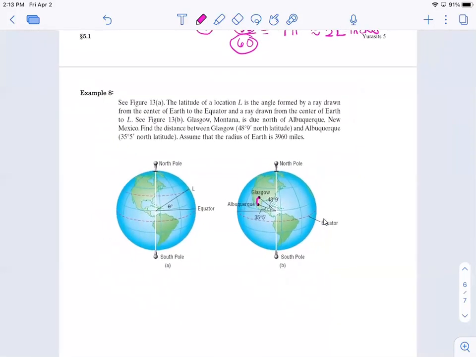Now, if we're looking for that pink piece, that is our arc length. So arc length is radius times theta. We don't know theta, but it gives us where these cities are located, and it also tells us that the radius of the Earth is 3,960 miles. So we do have the radius. We don't know our theta exactly, but we can find it. The main thing is our theta has to be in radians.